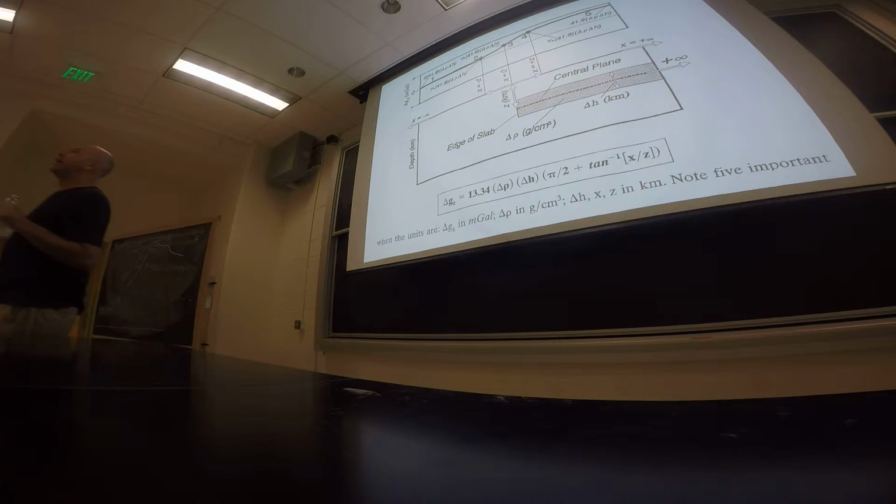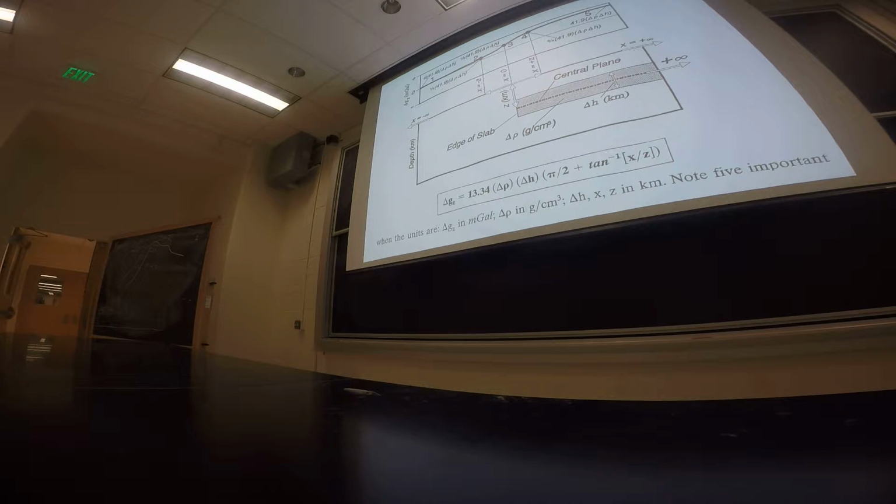Again, notice this interplay between the density contrast and the thickness. All we can measure is the product of the thickness and the density contrast. We're going to have to either put some constraints on the density contrast and then basically measure the thickness, or we're going to have to put some constraints on the thickness and measure the density contrast. So it really depends on what you're looking for here.